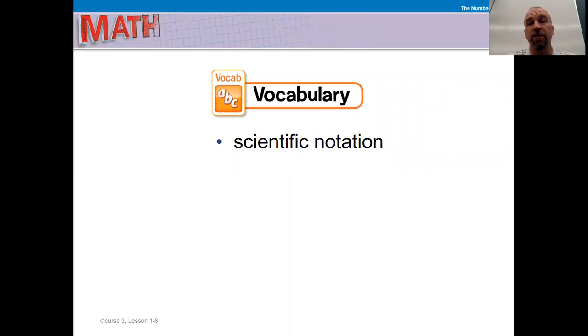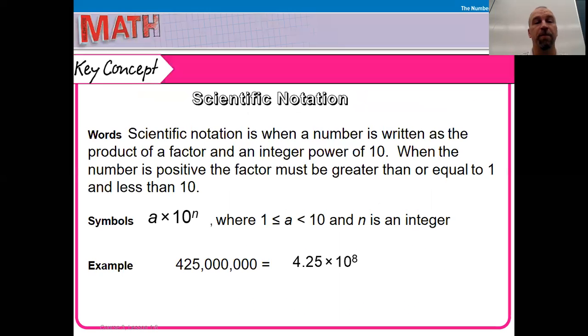So what is scientific notation? That's our vocabulary today. Scientific notation is a way to take very large numbers, I'm talking millions, billions, trillions, large numbers with lots of zeros at the end, or very, very small numbers, like microscopic measurements, like 0.0000000 something. I'm talking that small.